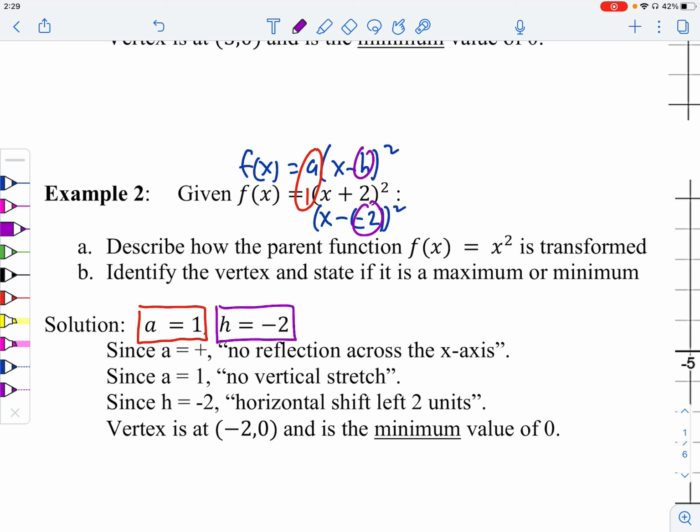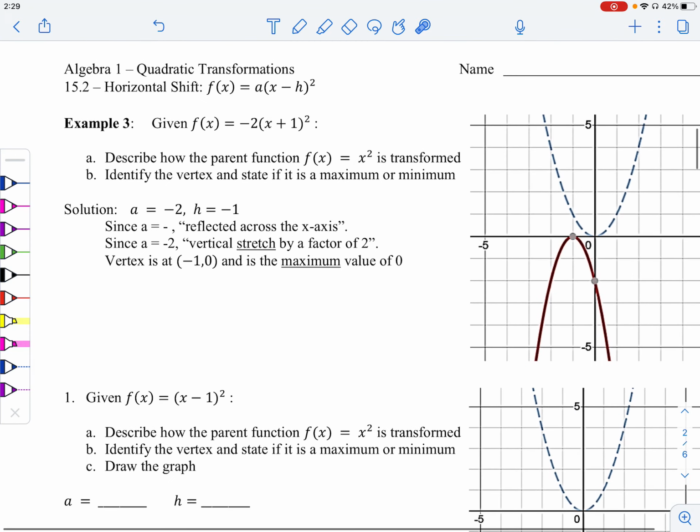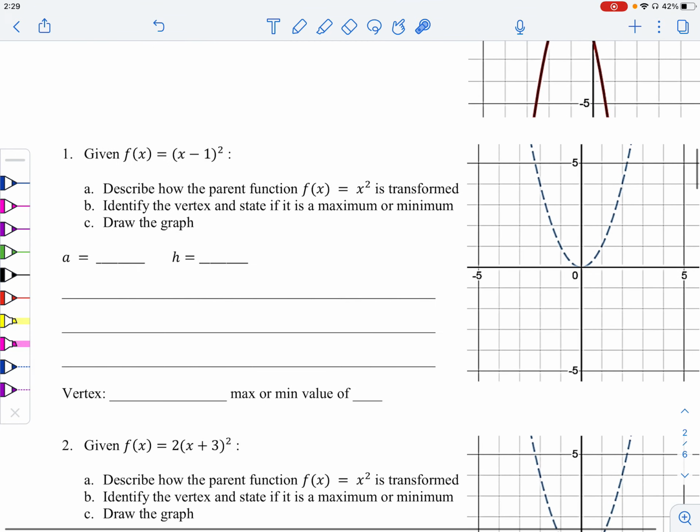Same format. So now we're going to shift left 2 units. So positive a, no reflection across the x-axis. Absolute value of a is still positive 1, so it does nothing. And then h is negative 2, so shift left 2 units. And we shifted left 2 units. Okay. Let's go on to our examples.